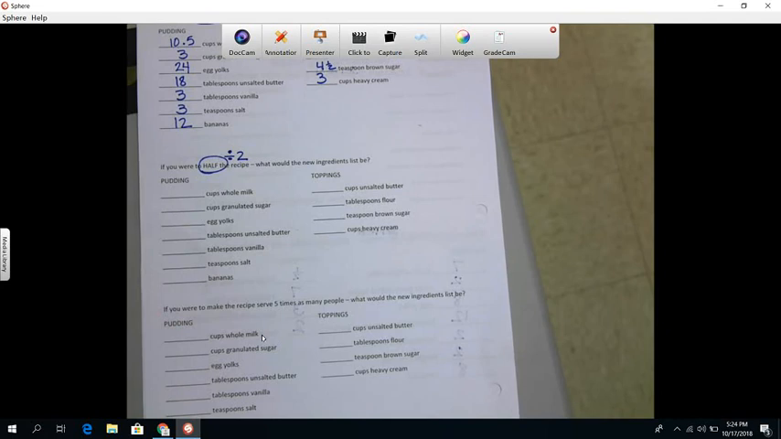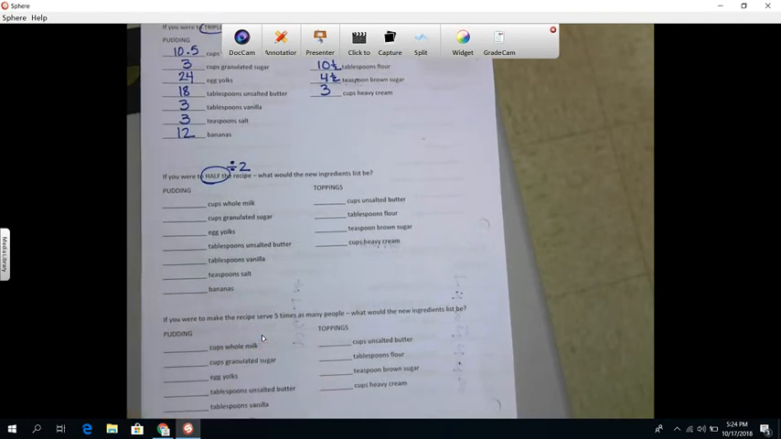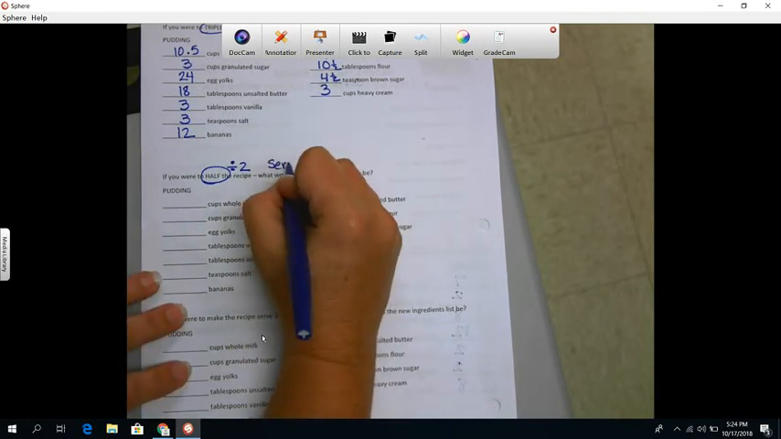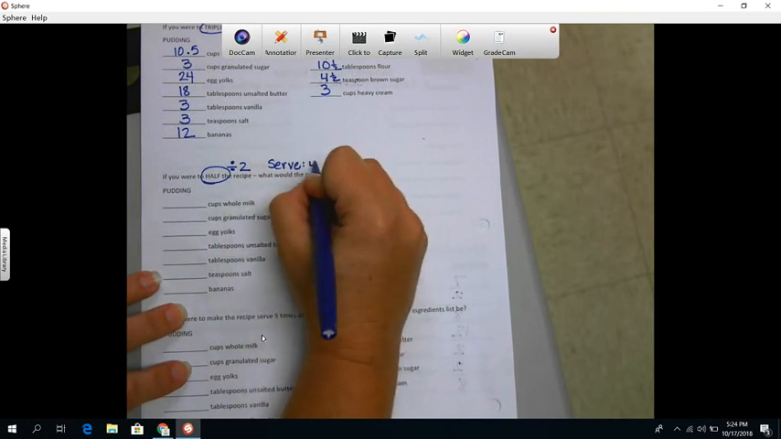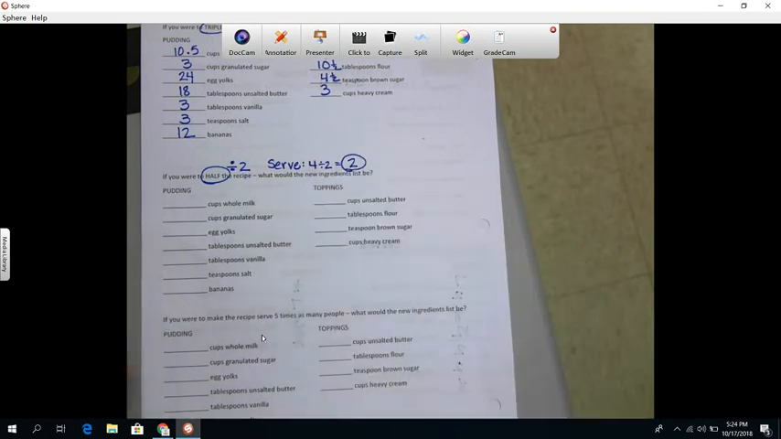So now instead of us multiplying by 2 to double it or tripling it, timesing it by 3, we're going to half it. So we're going to divide it by 2. So remember we started out serving 4 people for our original recipe. Well, if I divide that by 2, I'm now going to serve only 2 people. Okay, so we're going to half everything.